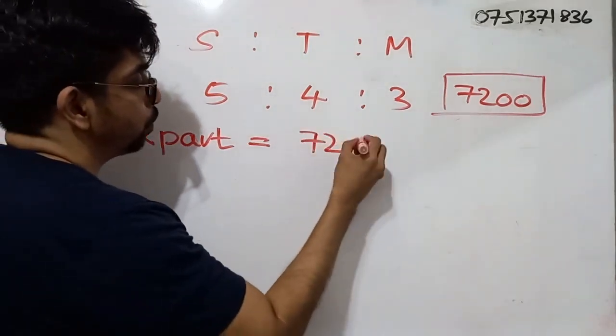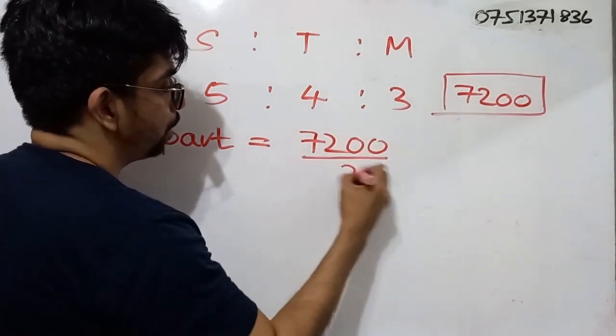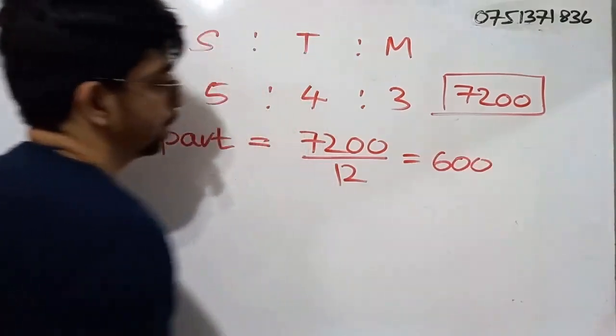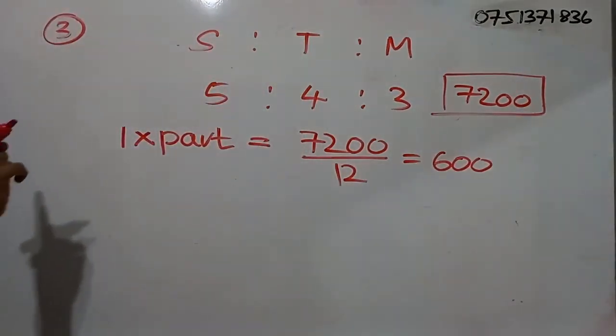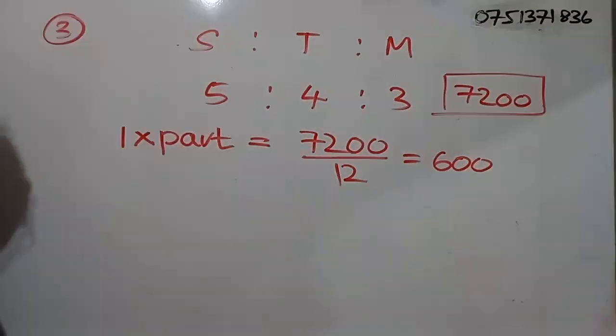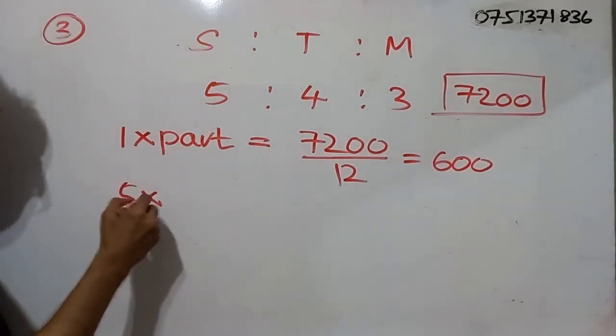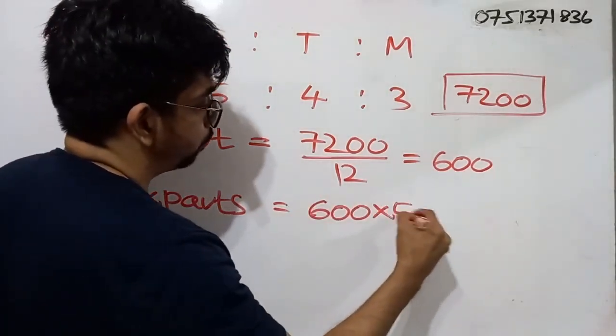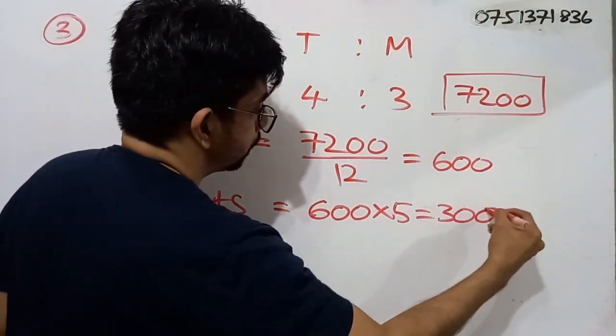So 7,200 we have to divide by 12. So here what do we get? We get 600. So value of one part is 600. Now these are people. So under Sinhalese, what is the term? 5. That means value of 5 parts. So that is what? 600 into 5, which is 3000.